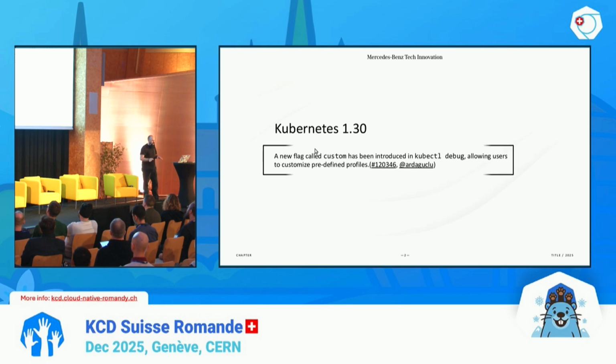The talk is mainly about a feature which got introduced in Kubernetes 1.30. They introduced a custom flag in the kubectl debug subcommand. And the cool thing about it, it's just a kubectl feature, so you can use that feature on older clusters as well. The only requirement is you have a Kubernetes version where ephemeral containers became a thing, but I think that's ages ago.